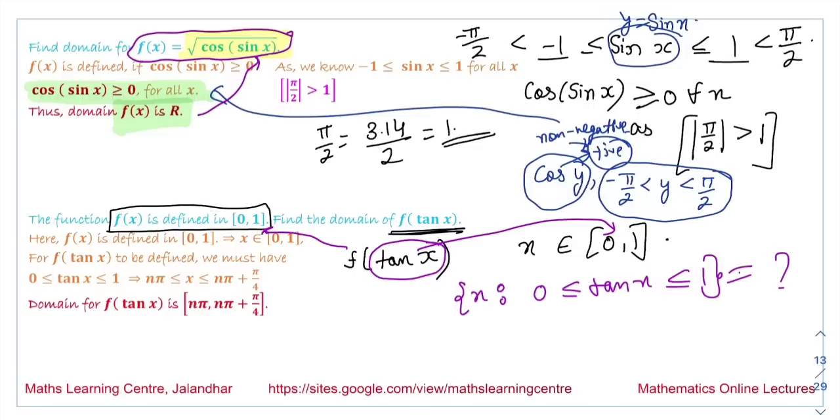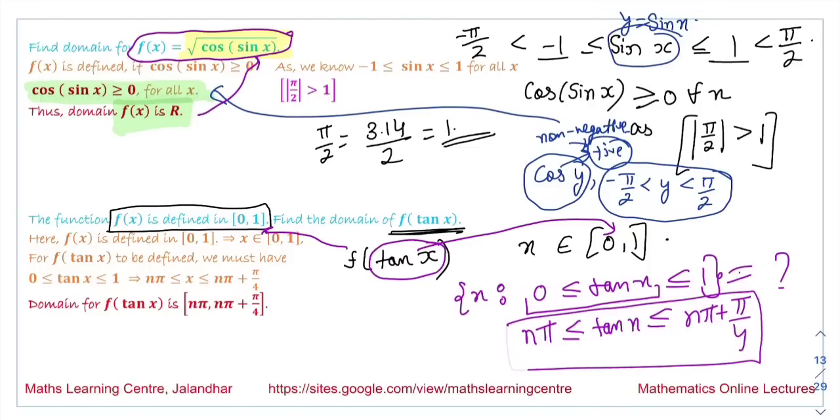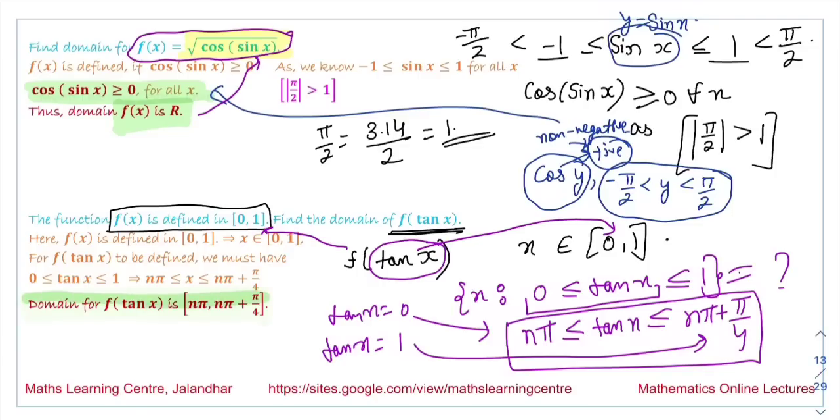So on solving this, we have tan x is equal to 0. It means the value of x is n pi. This is less than or equal to tan x, which is less than or equal to n pi plus pi by 4. This we know. If we solve the equation tan x is equal to 0, we get x is equal to n pi. If we solve the equation tan x is equal to 1, we get n pi plus pi by 4. So we are getting the domain of the function f of tan x as [n pi, n pi plus pi by 4].